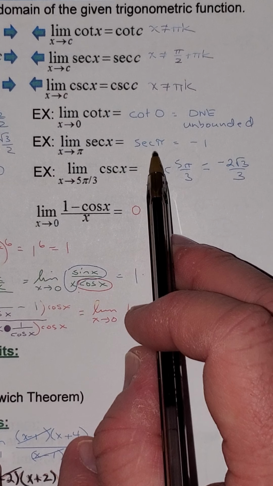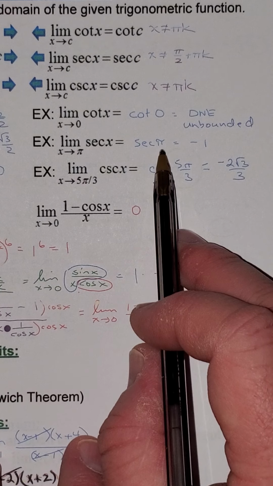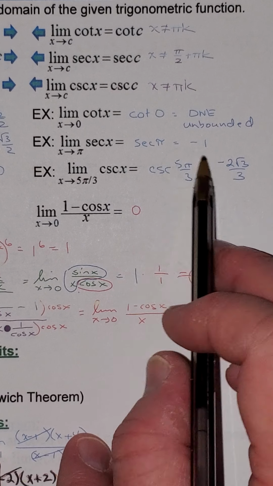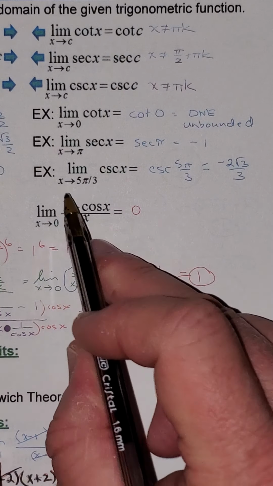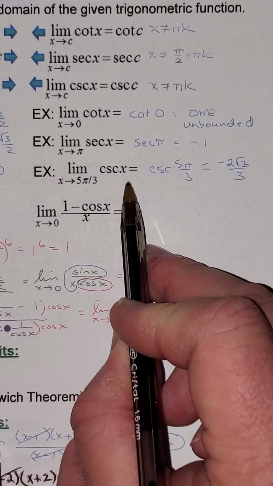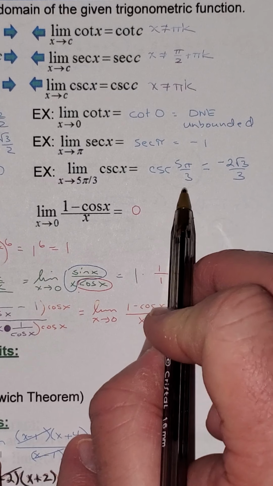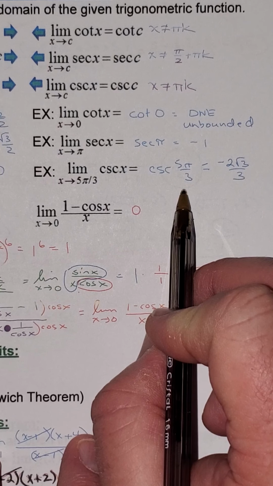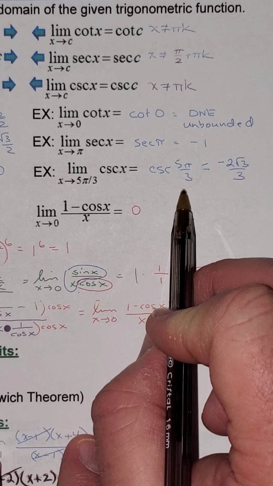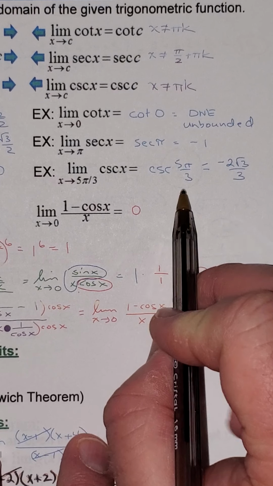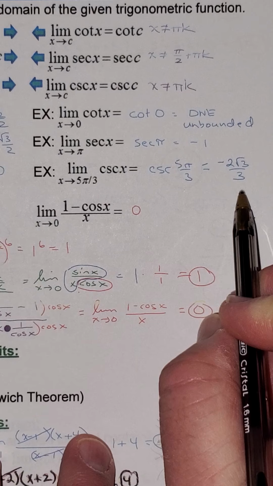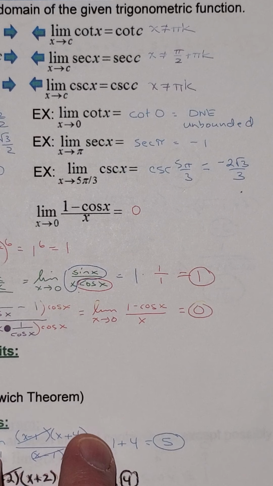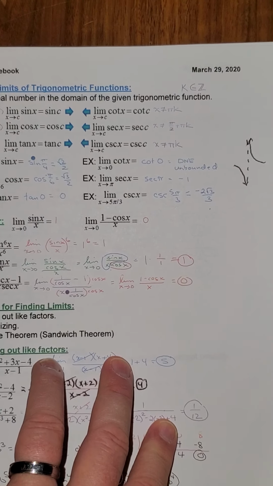Now what about secant of pi? Well, that's 1 over cosine of pi, and cosine of pi is -1. Again, unit circle stuff. Secant of pi is -1. As x approaches 5 pi over 3 of cosecant of x, I just take cosecant of 5 pi over 3. Use your unit circle. That's 1 over sine of 5 pi over 3. And sine is negative radical 3 over 2, so this would be -2 radical 3 over 3. I'm going to zoom back out here so we can see some more of my notes.